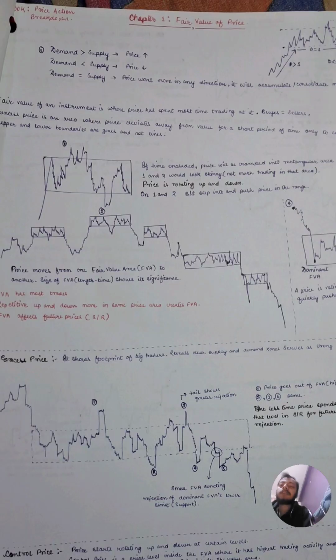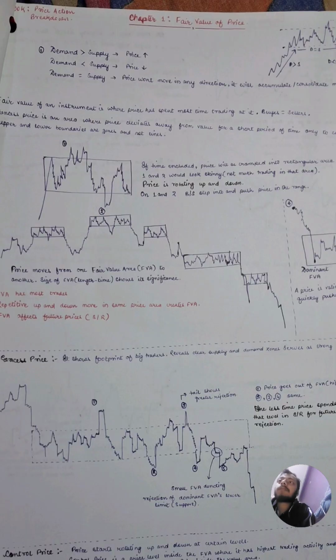When the supply of something increases, that is, most people are going to sell it, then its price will come down. As you can see here, I have written the text: when supply is greater than demand, price will come down. Opposite to it, when the demand of something increases over supply, price will go up. In general, whenever more people are willing to buy, automatically the price will go up.